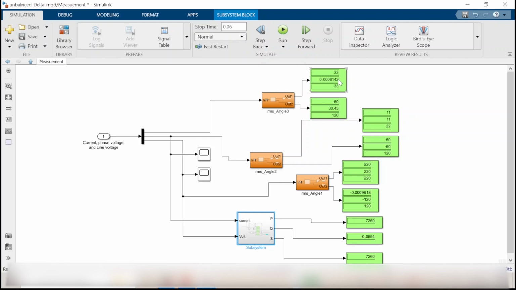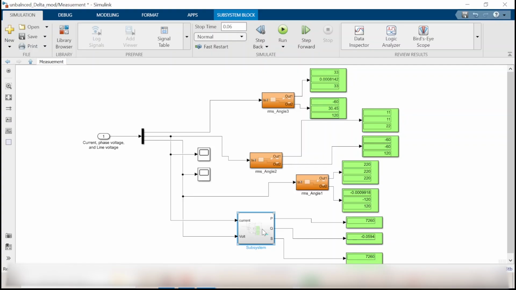and that matches what we got in our calculation. The angles are minus 60 and 120. For phase currents, 11, 11, 22 with the same angles. Line voltages are balanced, 220 at angle 0, minus 120 and plus 120. What about the power? The power P is 7.26 kilowatt, which equals the power S, 7.26 kilovolt ampere, and the reactive power of the source is 0.